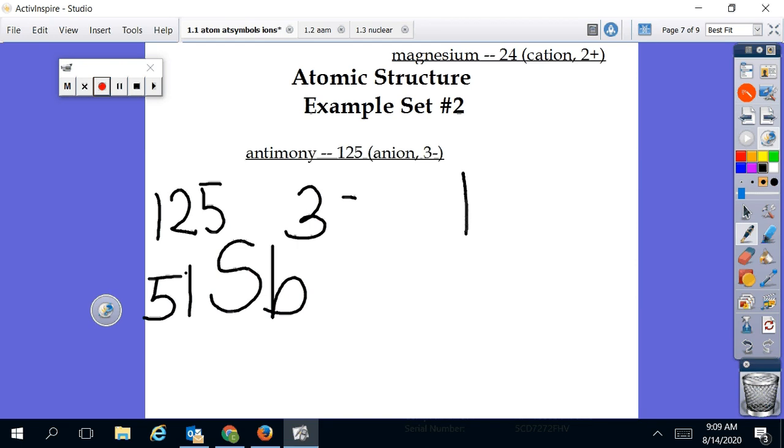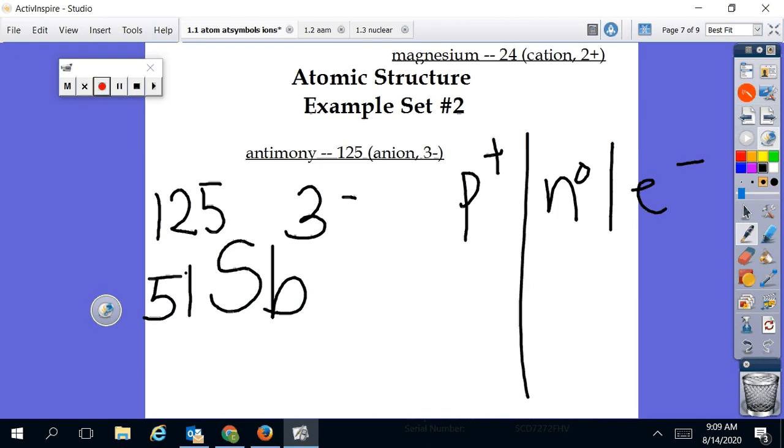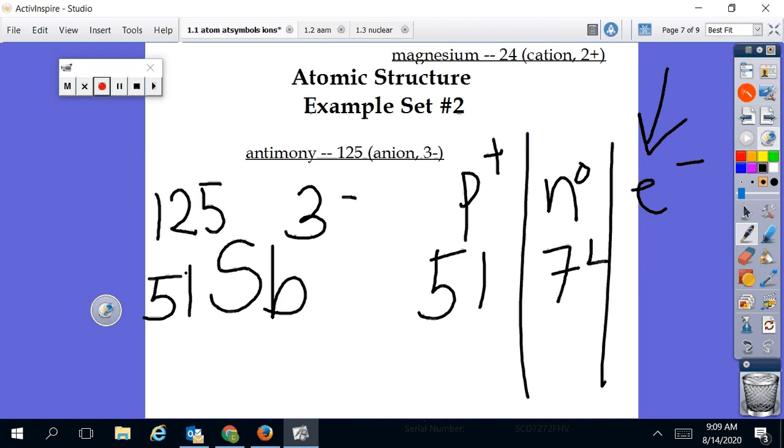Now, let's count our protons, neutrons, and electrons here. Remember, the only thing that's going to change is the electrons. So the protons are 51. Neutrons will be the mass number minus the protons, which is 74. And for the electrons, we've got a -3, which means we're gaining 3 electrons, so our electrons are 54.